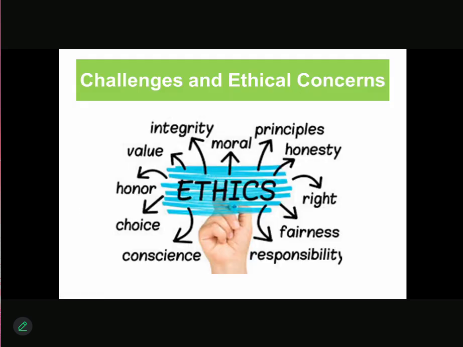And the most important factor here are the challenges and the ethical concerns and the problems which we face. For example, the data which is procured from the patient. All these data do have a lot of personal information, and sometimes certain organizations misuse these data.